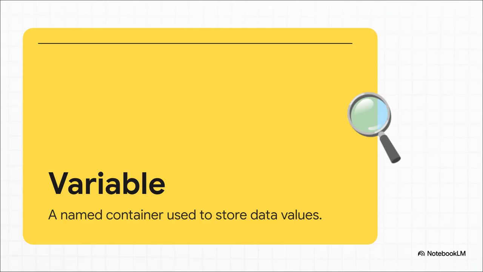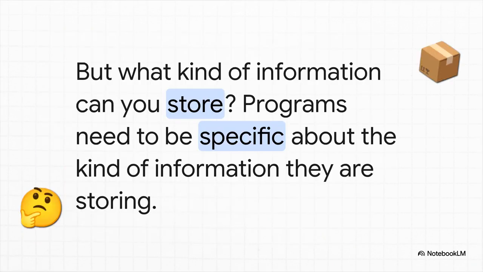Okay, so how do we even begin to handle that data? Well, we use something called variables. And honestly, the best way to think about a variable is just as a labeled box. You give the box a name, say user age, and then you pop a piece of information inside it, like the number 30. And just like that, your program can find and use that information anytime it needs to just by calling the box's name. Simple.